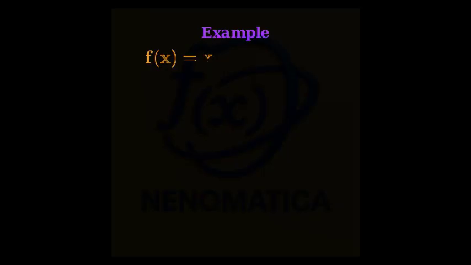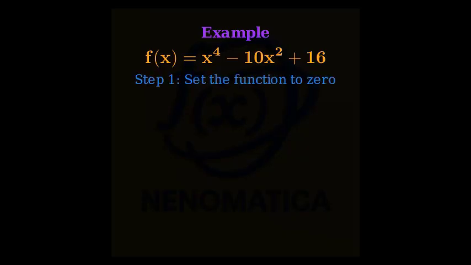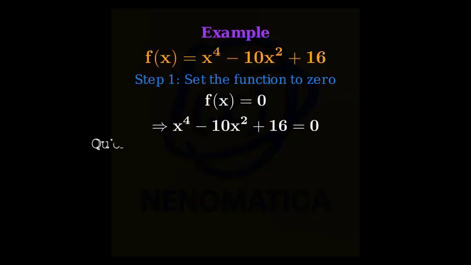Example. In this example, we will find the zeros of the function f of x equals x to the fourth minus 10x squared plus 16. We will solve it step by step following a clear algorithm. Step 1. Set the function equal to 0. So, f of x equals 0. That gives us x to the fourth minus 10x squared plus 16 equals 0. Quick challenge.